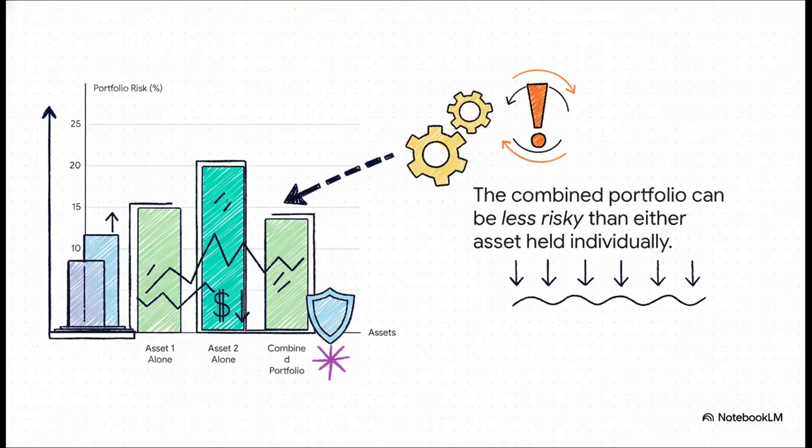And here it is. This is the magic. This is the payoff. Look at this. By combining asset 1 with its 15% risk and asset 2 with its 20% risk, we can build a portfolio that is actually less risky than either one of them on their own. The combined risk is only 13.6%. That is the power of diversification, right there in one chart.